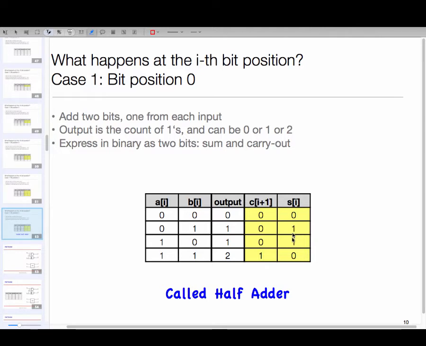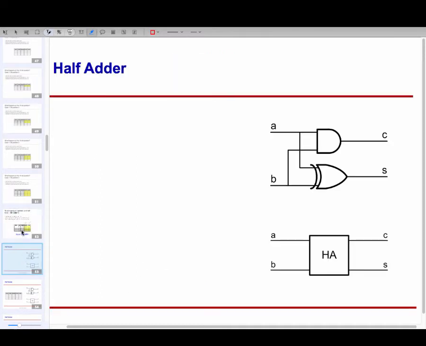Looking at this, what do you think is a Boolean expression, how would you implement the carry out? What gate would correspond to the carry out function, or CI plus 1 function? That's an AND gate. So it's a 2-input AND gate. So I can implement this using AND 2. What is this one? 0, 1, 1, 0. This is XOR, right? So a half adder is basically an AND gate and an XOR gate. Any questions on that? Okay.